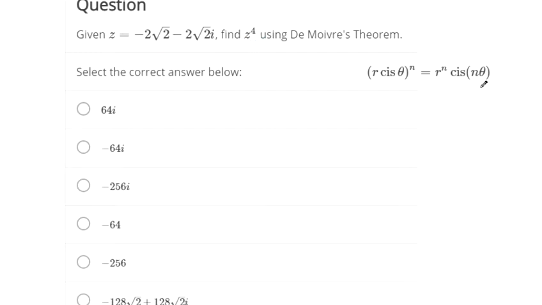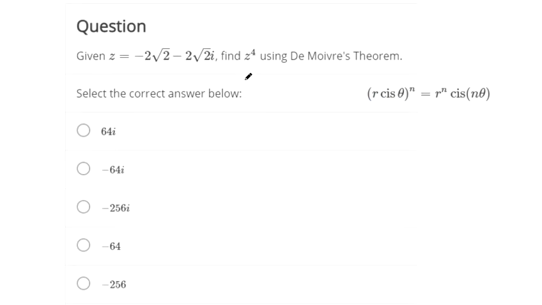So we could put it in this form, in cis theta form, just like we did in previous practice problems. Let's start by graphing this complex number. It's at negative 2 square root of 2 on the real plane, and it's down at negative 2 square root of 2 on the complex plane.